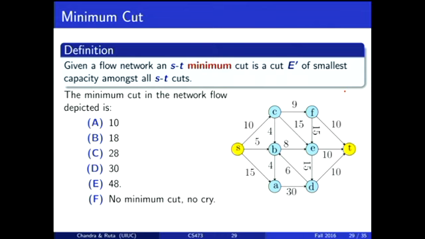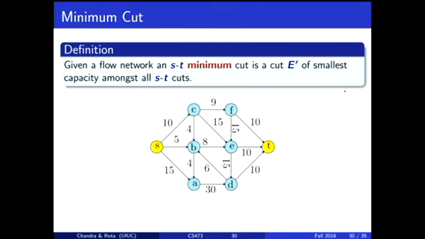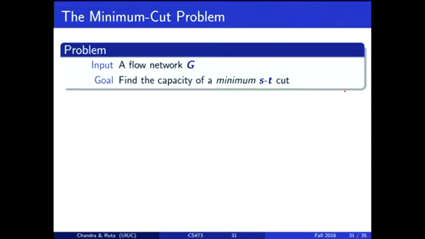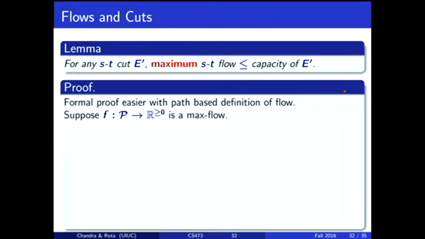We saw a maximum flow problem, and we saw a minimum cut problem. Now, how are they linked? There's no easy way to solve this problem. One thing we can say is the following: every S-T cut gives us an upper bound on the amount of flow you can send from S to T.